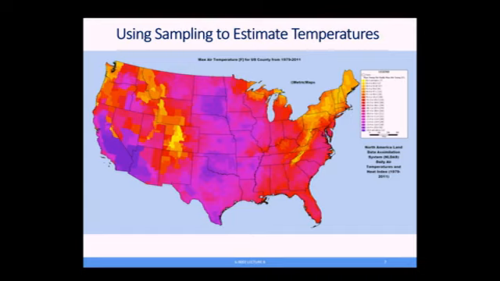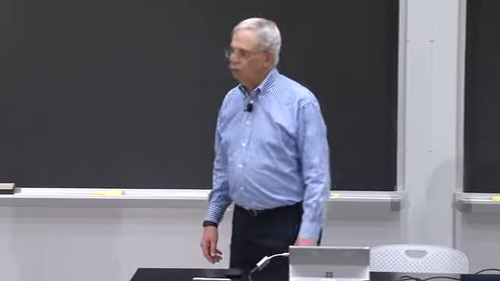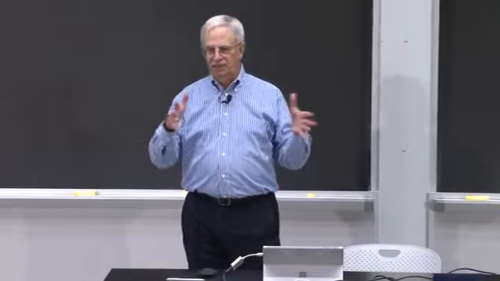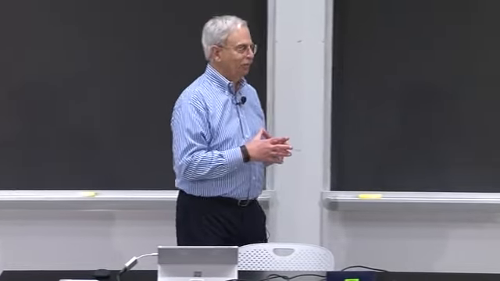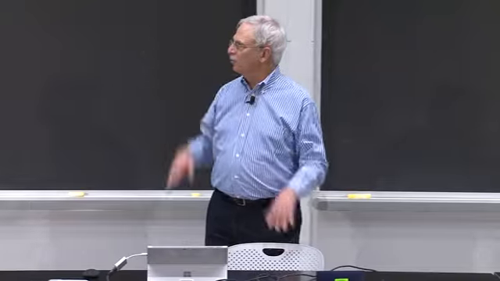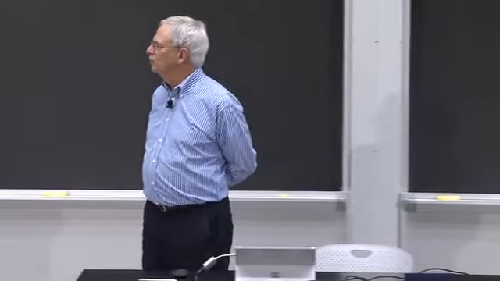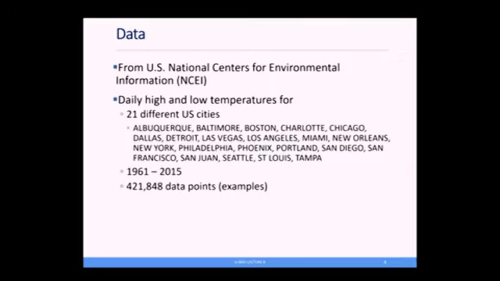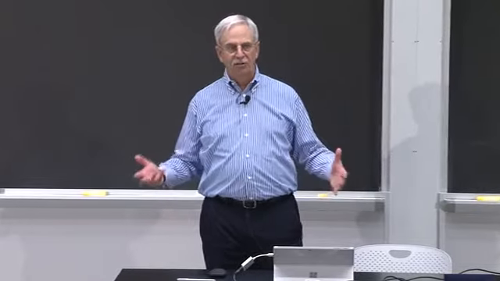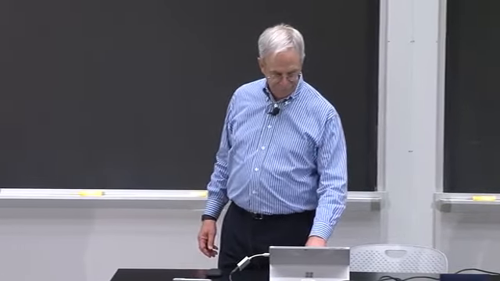And of course, as you can see, they're highly variable, and we live in one of the cooler areas. The data we'll be going to use is real data, and it's in the zip file that I put up for the class from the US Centers for Environmental Information. And it's got the daily high and low temperatures for 21 different American cities every day from 1961 through 2015. So it's an interesting data set, a total of about 422,000 examples in the data set. So a fairly good-sized data set. It's fun to play with.